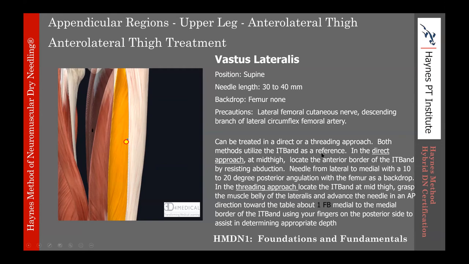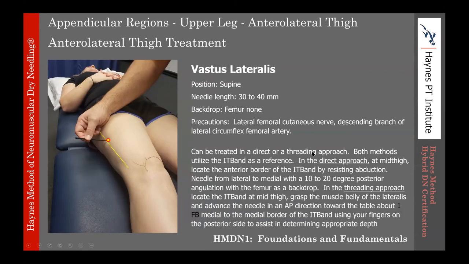For vastus lateralis, we're going to simply use the IT band as a location to determine our needle placement. We will be at mid-thigh for this, and we would catch the bulk of that muscle. It's going to simply be lateral to medial with the femur as a backdrop.